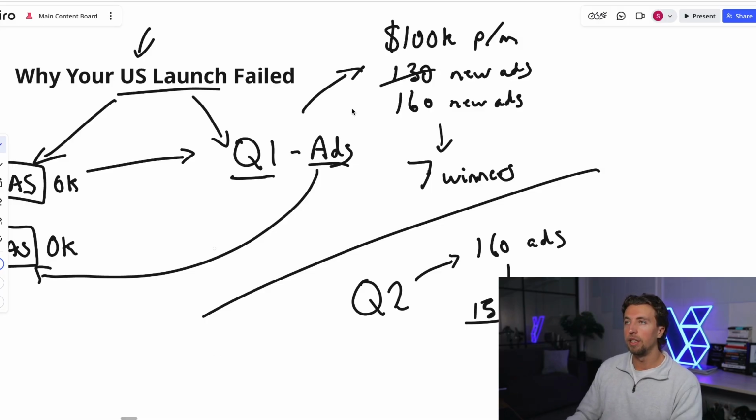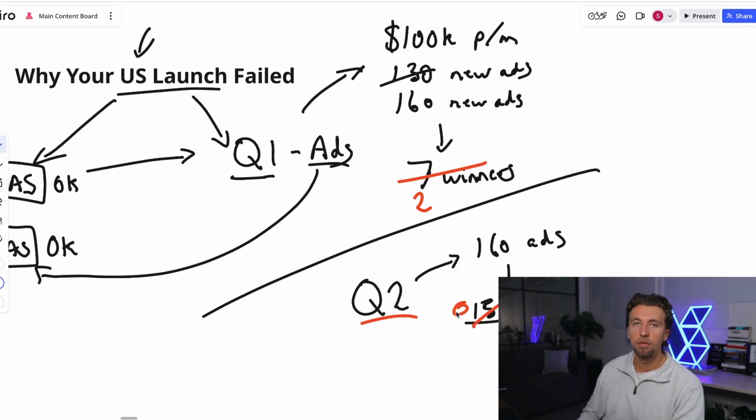Now, where people end up really failing is that they don't do this much ad volume. They do way less. And so the actual reality of winner volume here is that they don't end up with 7 winners. They end up with like 2. And then they don't do it in Q1. They do it in Q2. And so instead of having 2 potential winners, they end up with like 0 potential winners. Oh, sorry, they end up with what they think is like 8 winners, but only 10% of this is actually winning ads.